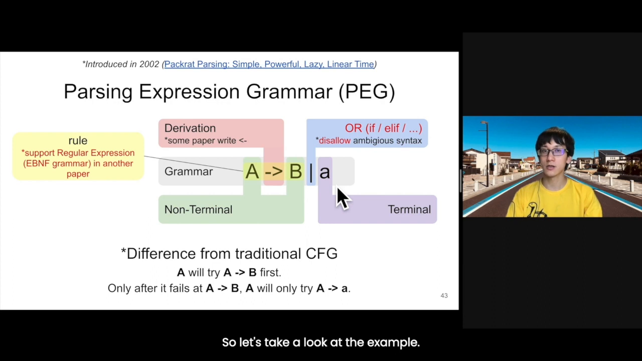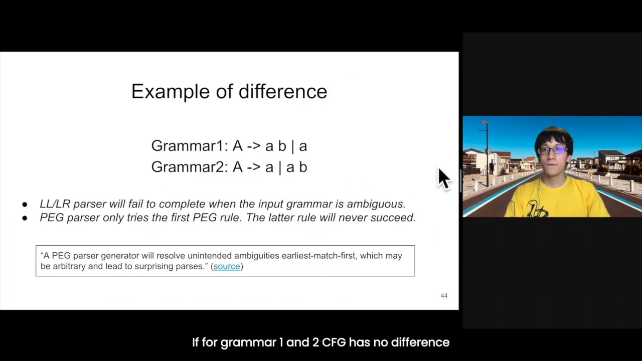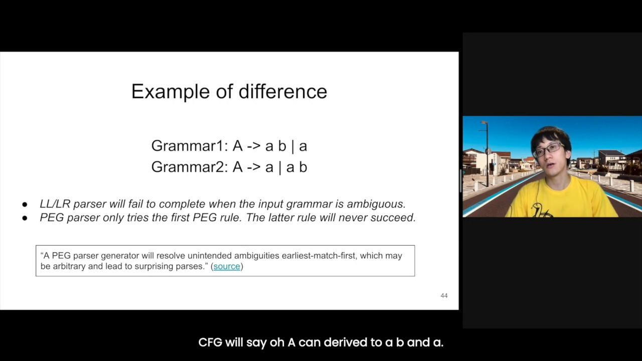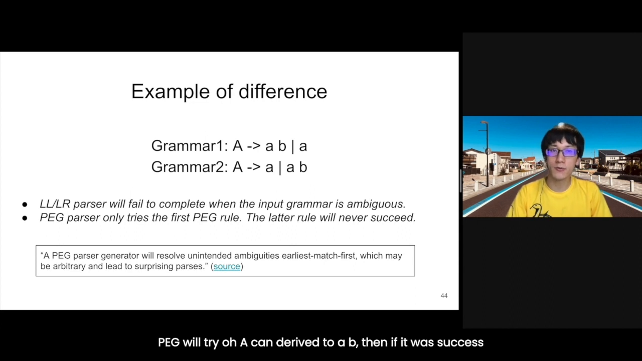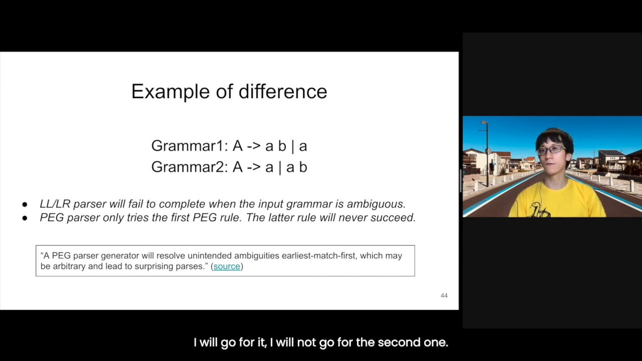Let's take a look at the example. For grammar 1 and 2, CFG sees no difference. CFG will say, oh, A can derive to lowercase ab and lowercase a. But for PEG, it's different. For grammar 1, PEG will try, oh, A can derive to lowercase ab. And if it succeeds, then I will go for it. I will not go for the second one. Only if it fails, I will go for the second one. So the meanings of grammar 1 and 2 become different now.